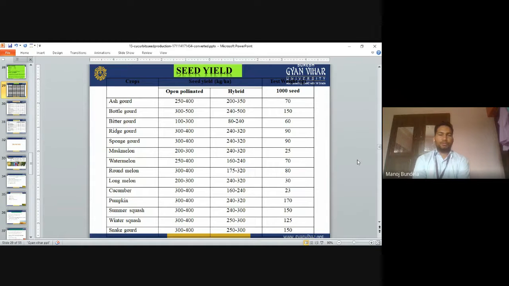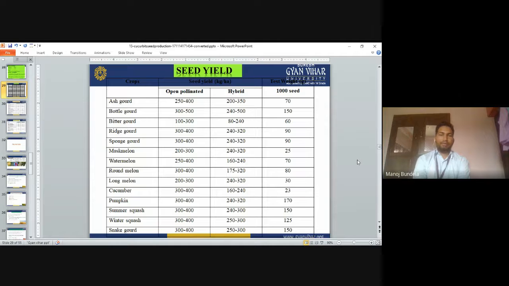The long melon seeds are very small and thin. So the weight of 1,000 seeds is only 23 gram for cucumber and for long melon 30 gram. So it has the lowest weight. And muskmelon 25. The muskmelon seeds are also small. The weight of 1,000 seeds is 25 gram. In muskmelon 25, cucumber 23 and long melon 30. The smallest weight is cucumber seeds, 23 gram, and the highest is pumpkin, 170 gram.